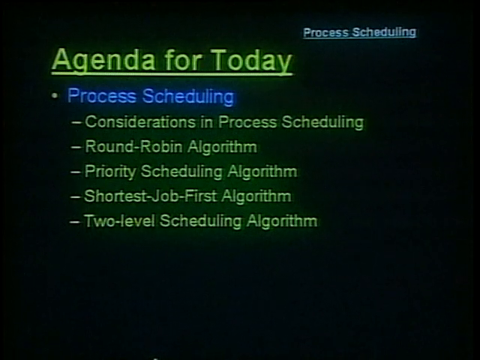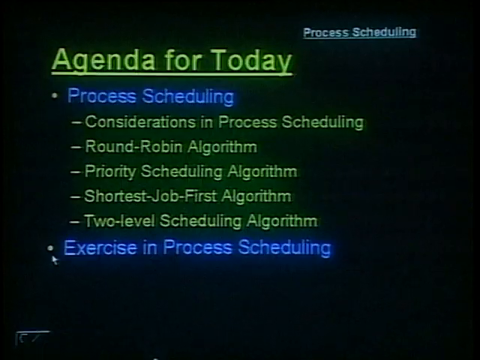And today we plan to cover the topic of process scheduling. We'll cover considerations in process scheduling. I will look at the round-robin algorithm. We'll also cover priority scheduling algorithm. We'll look at shortest job first algorithm and two-level scheduling algorithm. And apart from that, we will do some exercises in process scheduling.